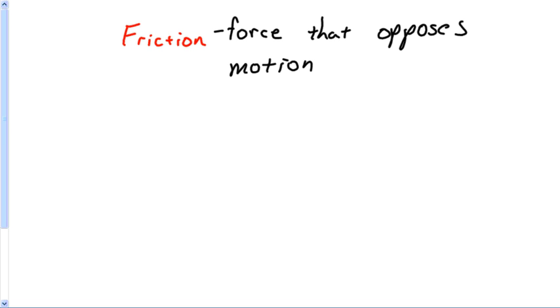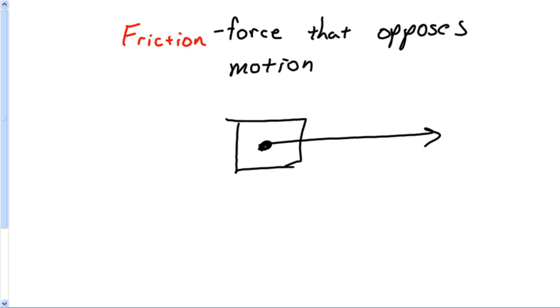So anytime you're trying to drag something, let's say here's an object. Let's draw a better object than that. We'll draw a box. If you're trying to drag that box this way, I'm going to draw a big F to represent you trying to drag that force. Friction is going to be what holds back against you. So that's what friction is at this point.